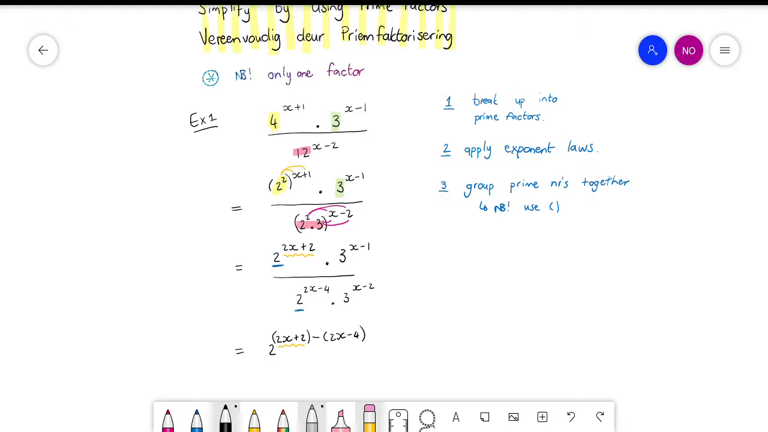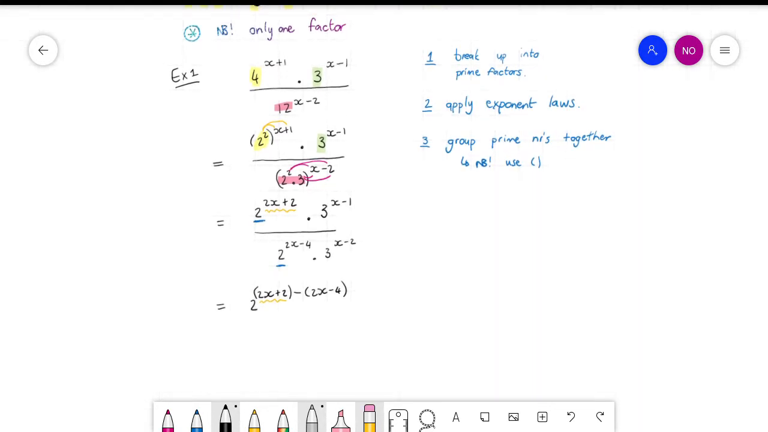Okay, then we said we break them up into their prime factors. So 4, if we prime factorize that, is 2 squared. And 12, if we use the prime factors, is 2 squared times 3. Volgende ding wat ons gedoen het, is ons het net ons gewone exponent wette toegepas. So remember, if it's a bracket with the exponent on the outside, you multiply the exponents with one another. En dit is dan hoe ons tot by hierdie stappie hier gekom het.